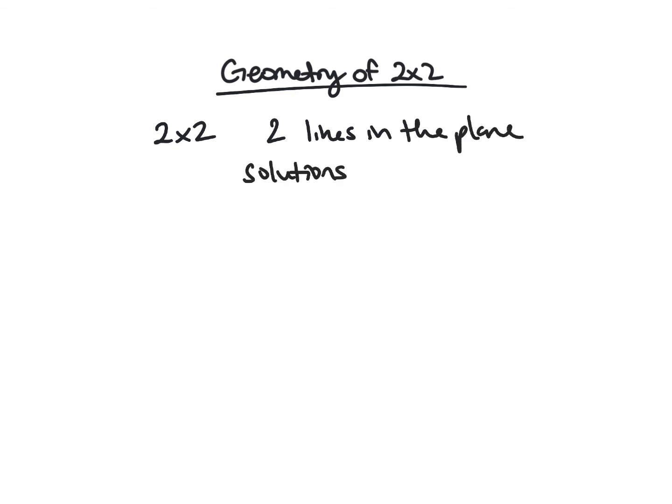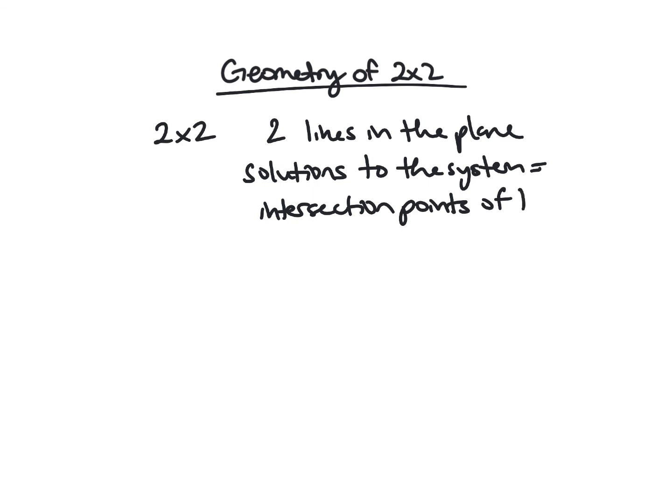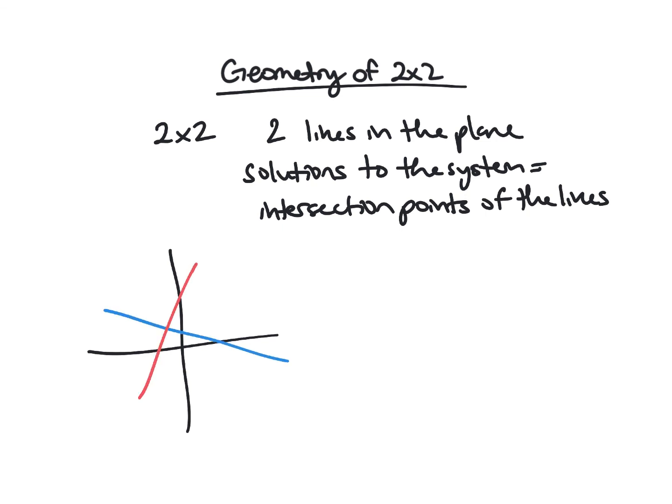Can we generalize this? What's going on? What do solution sets look like in general? So if we have a 2 by 2 system, it is going to give us two lines in the plane. And then the solutions to the system are exactly the intersection points of the lines. So what can intersections of two lines look like? Well, we just saw one, right? One can look like this and one can look like this, and boom, they intersect in one point. What else can happen?